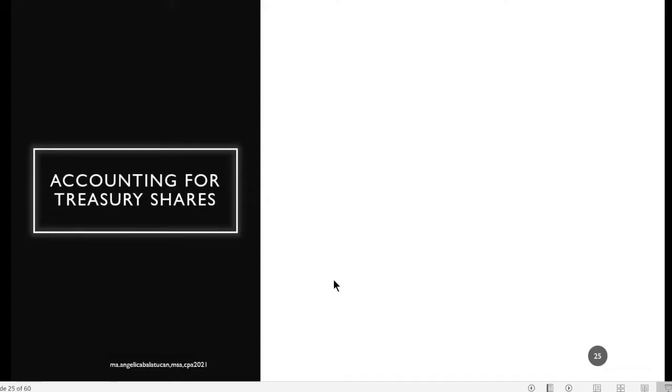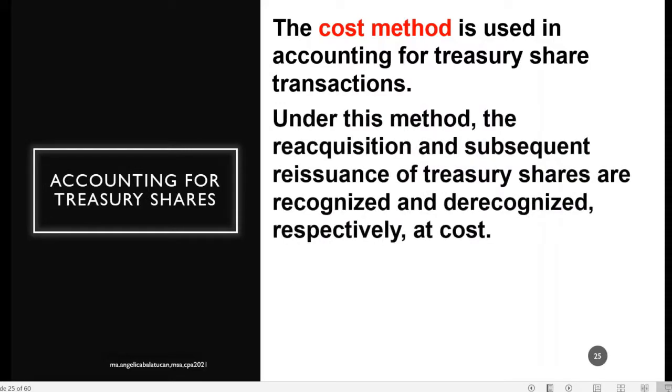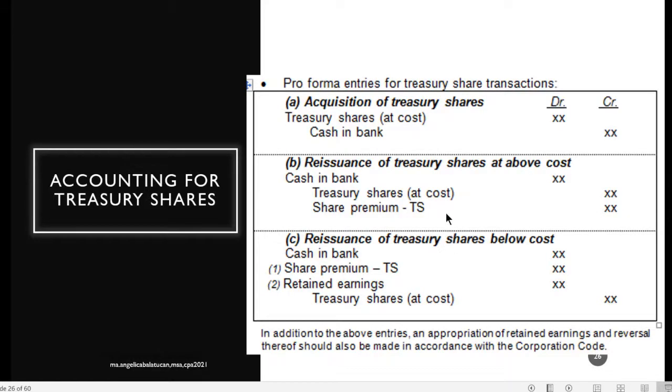So what is the accounting for treasury shares? We are using the cost method for accounting the treasury share transaction. So under this method, reacquisition and subsequent reissuance of treasury shares are recognized and derecognized respectively at cost. So these are the entries for treasury share transactions. So if we buy the shares, so we debit treasury shares and we credit cash or cash in bank.